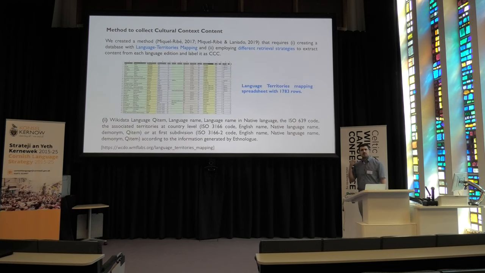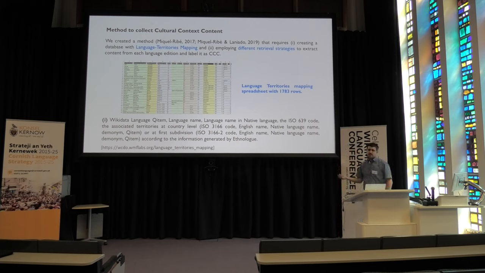So in order to obtain this data set, this CCC, which is the root of what we work to bridge the gap and to look for them, we need first to create a mapping between languages and territories. For this, I counted with the Ethnologue database, which is at the moment the most important database for languages, which sets the ISO codes for every language, and it tells specifically when it is spoken at the country level and at the regional level.